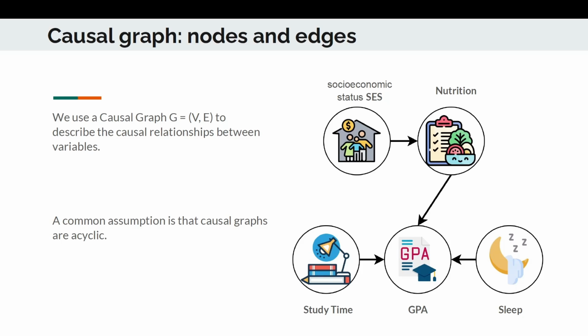Let's go over this example to further understand the causal graph. First part, nodes and edges. Here we have a causal graph of several effects over GPA. The nodes are socioeconomic status, nutrition, study time, sleep, and GPA. The shown set of edges represents the relationships between these variables. For example, we can say that study has a direct effect over GPA, and socioeconomic status has an indirect effect on GPA.